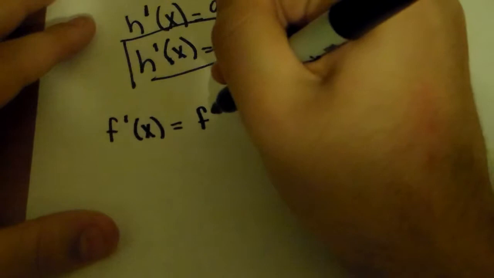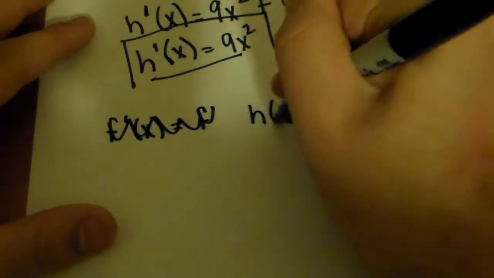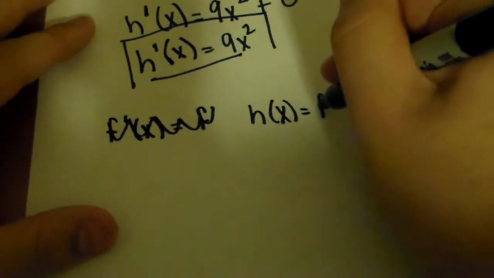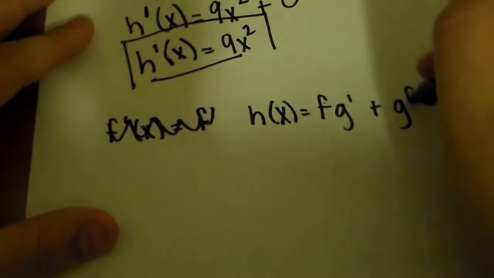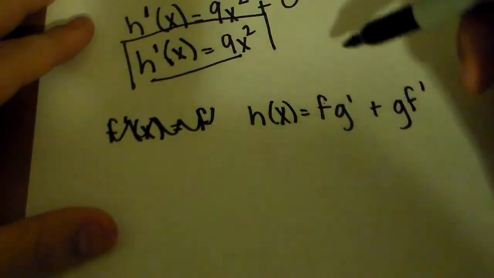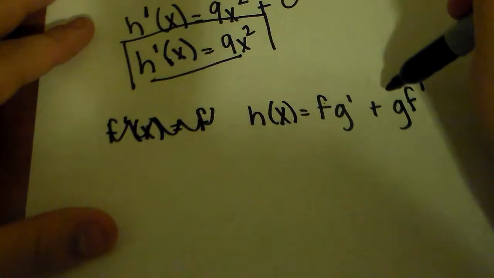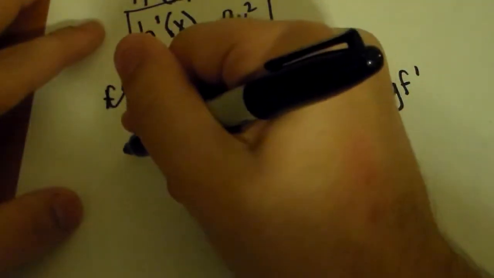So let's say h of x equals f g prime plus g f prime. That states the first times the derivative of the second plus the second times the derivative of the first. We're going to do a few problems with that.